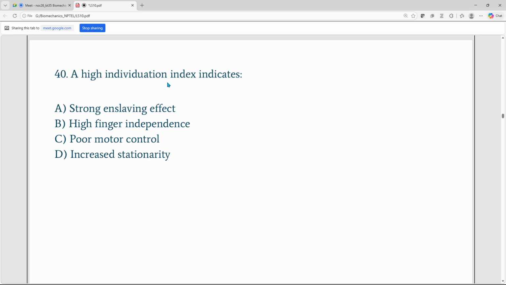A high individuation index indicates which among the following? Options are option A, strong enslaving effect. Option B, high finger independence. Option C, poor motor control. Option D, increased stationarity.